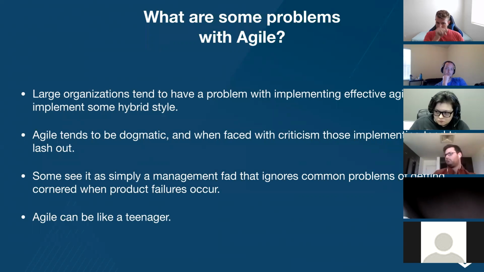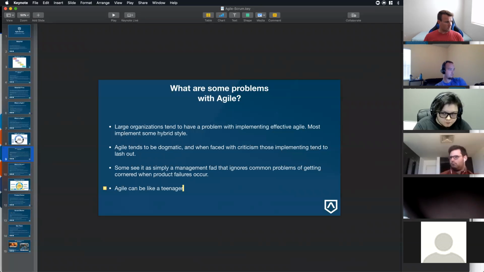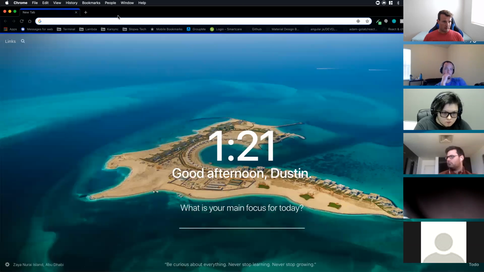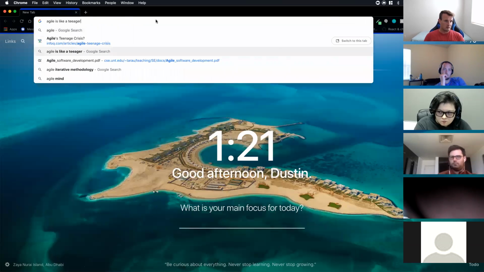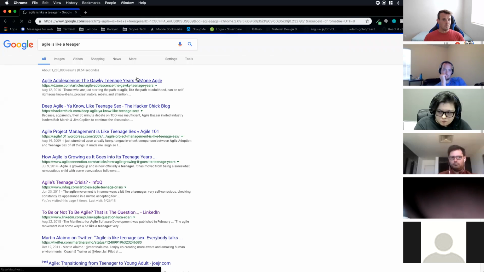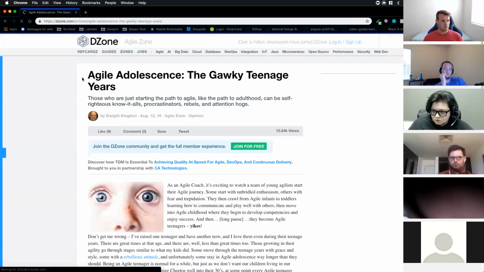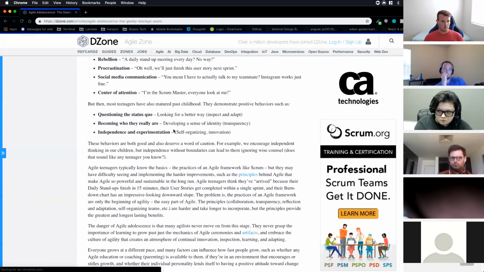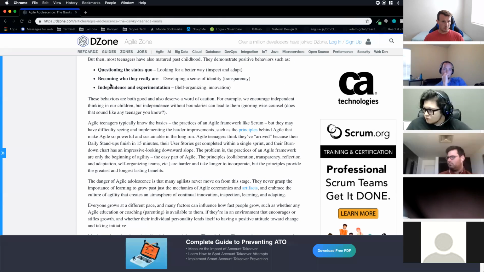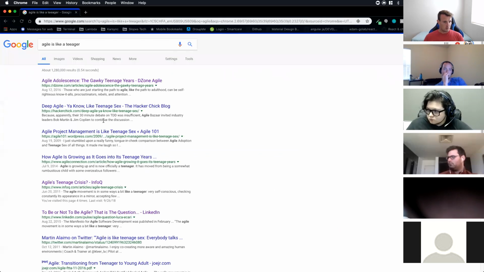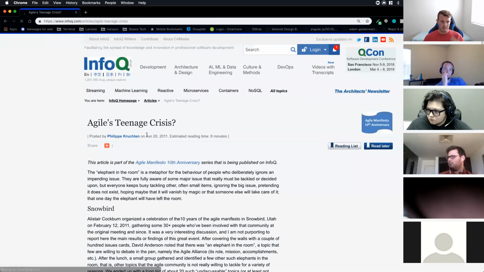And then there's this quote from a pretty smart guy that talks about how Agile can be like a teenager. So let's look at this for a second. Oh, I thought I had it. I had it pulled up. I must have gone somewhere. Okay. Agile is like a teenager. Oh, this isn't the one I want. Let's see. Here we go. Agile's teenage crisis.